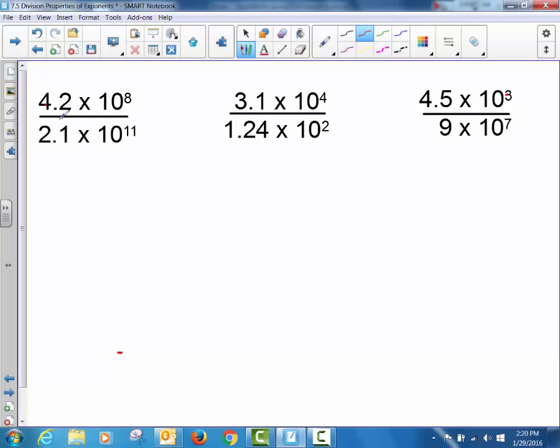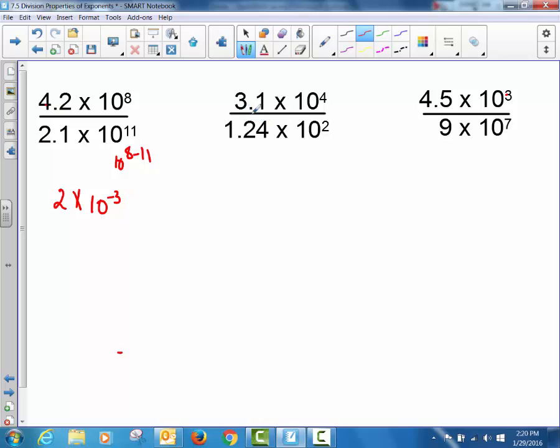We've got 4.2 divided by 2.1. 4.2 divided by 2.1 is 2. And 10 to the 8th divided by 10 to the 11th is 10 to the 8 minus 11, which gives us 10 to the negative 3.